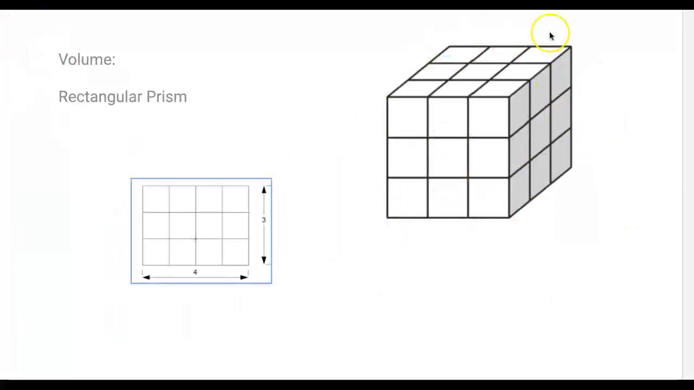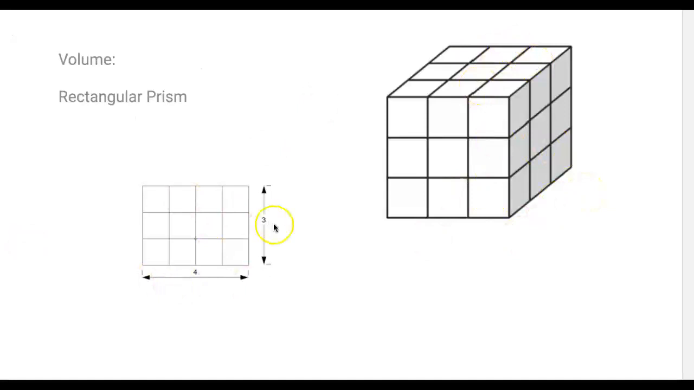Check out this rectangular prism right here. We know that there's a base layer. And we know that the base layer here is identical to the layer up top. And that's helpful because that tells us that the area of this base layer is going to be found by multiplying the length and the width of this rectangle that's at the bottom of the rectangular prism. But how does this information help us find the volume of this whole prism?